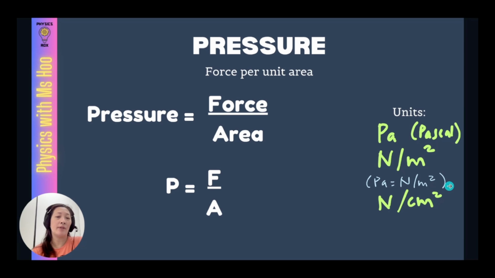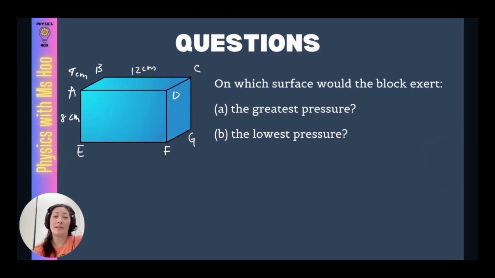So these are the more common units that are usually used to express the values for pressure. Now, let's take a look at some simple questions to understand pressure a little bit better. So you could get a very simple question like this. On which surface would a block exert A, the greatest pressure, and B, the lowest pressure?